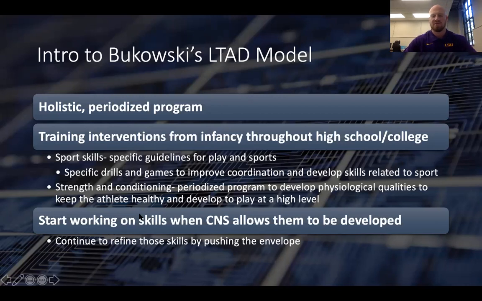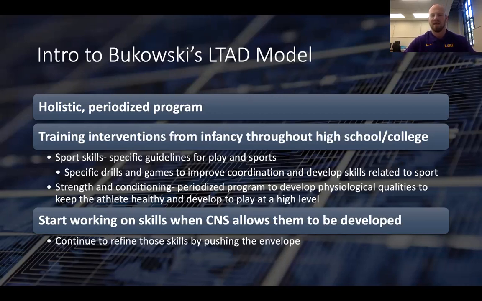And this will be the same thing for strength and conditioning. This will be a periodized program to develop physiological qualities to keep the athlete healthy, mainly overall, and to develop to play at a high level. So we want to keep the athlete healthy. That's the main goal of a strength and conditioning program. And then eventually, as we get into those older stages, that's when we really want to develop our physiology, get faster, jump higher. But the main thing is to utilize strength and conditioning to keep the athlete healthy throughout their athletic career.